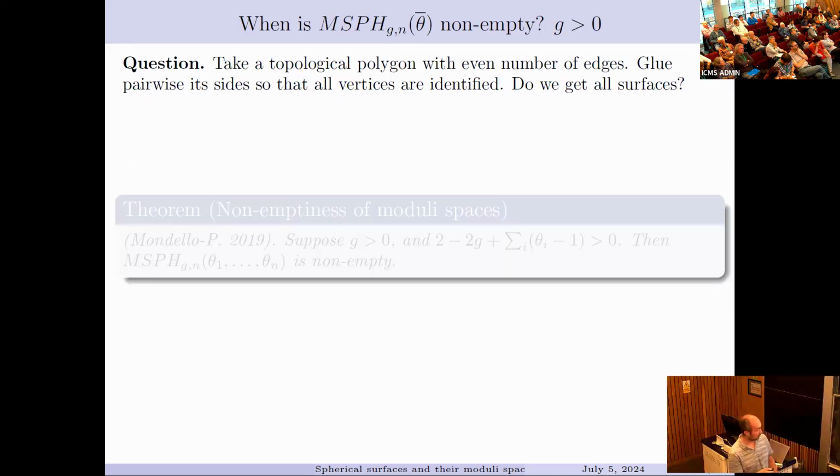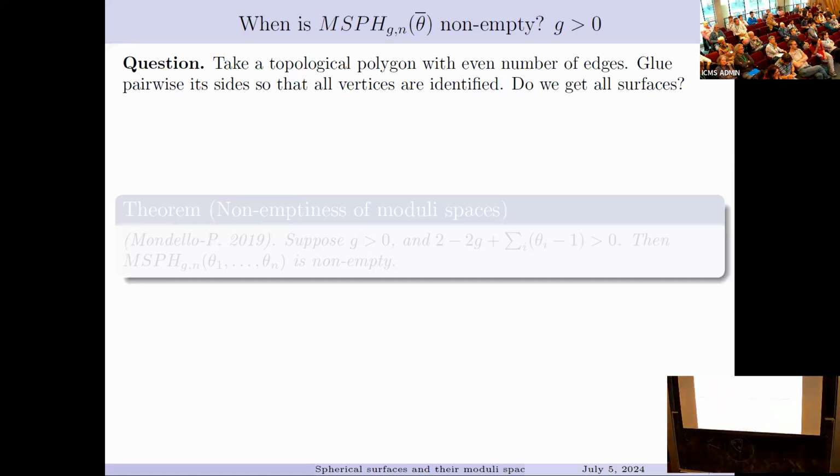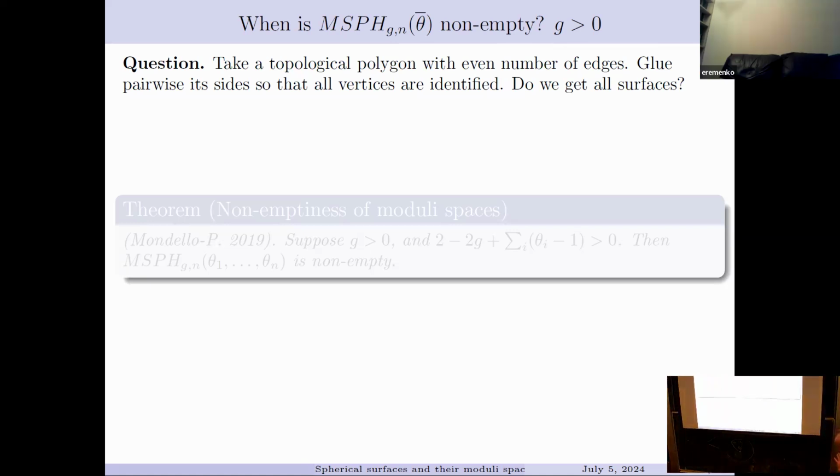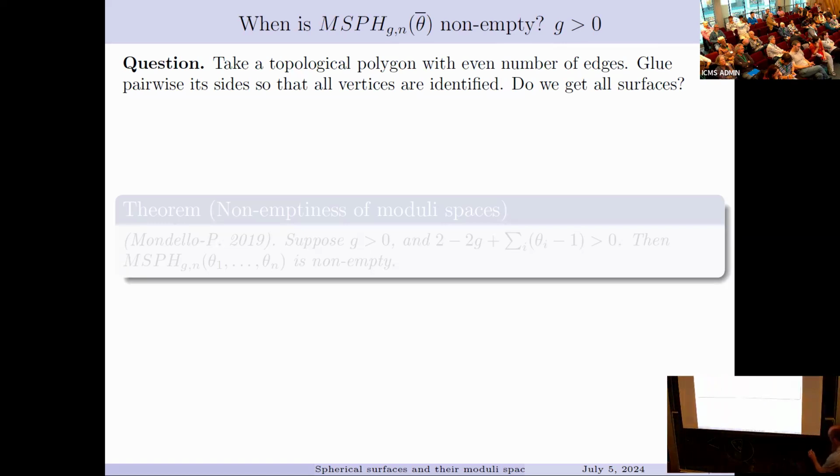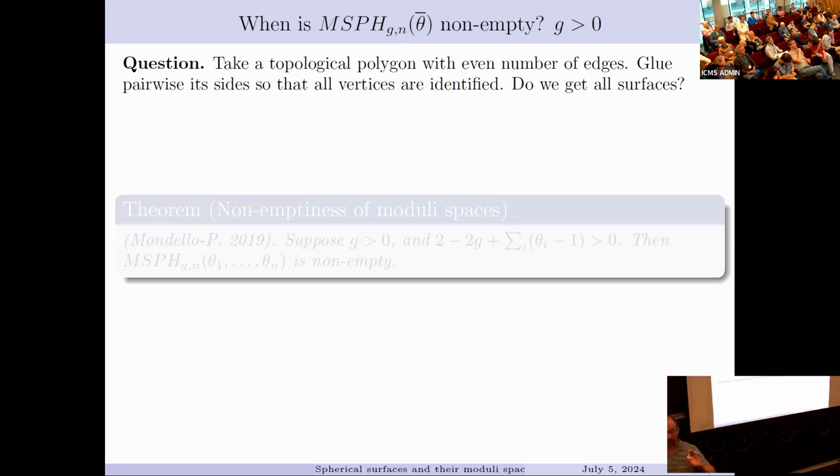But here's the second question, which again looks totally trivial, and it's kind of an exercise which you can try to solve. The main thing here is to formulate the statement. So suppose you have a polygon, a topological polygon with an even number of sides, 2n sides. And now you want to glue a surface from it. How can you do this? You just identify sides pairwise. Okay? We all know this picture. So you can glue a surface from a polygon, but there is one condition, just one condition: you want to glue the sides so that all vertices are identified. So all vertices are glued together.